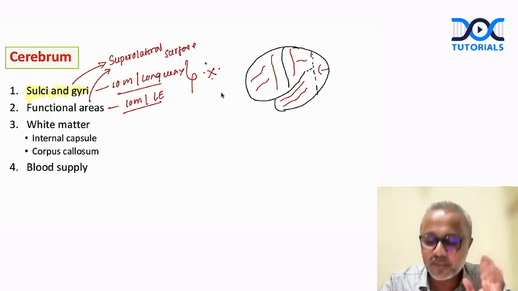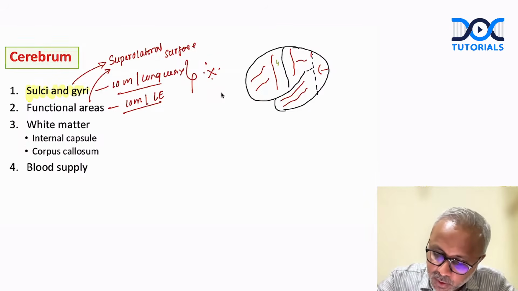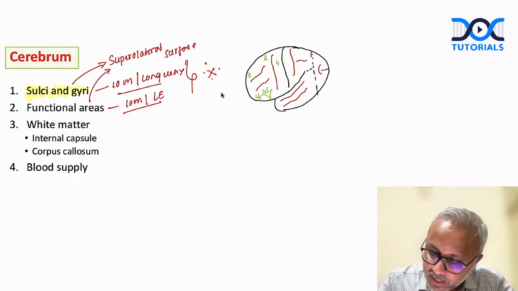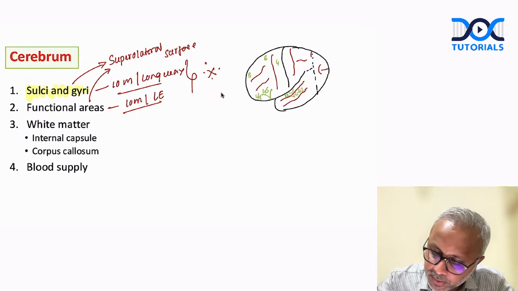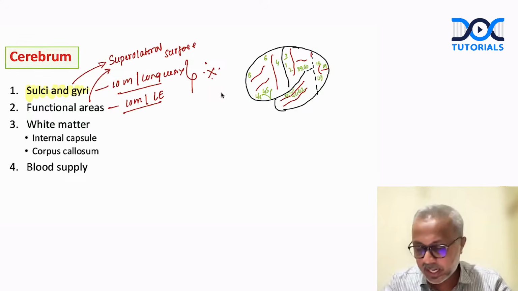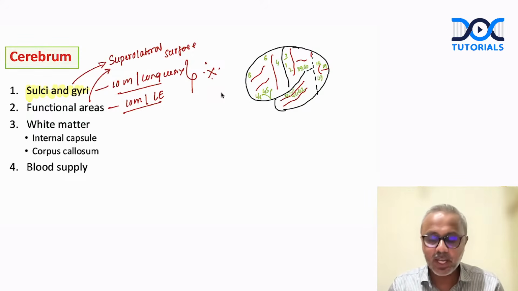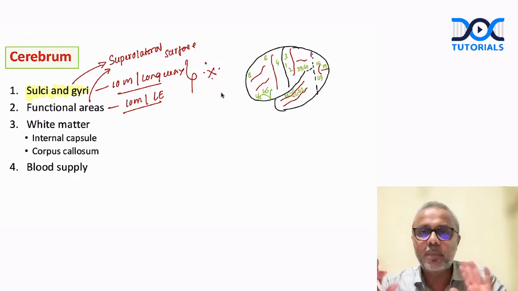Then within this, the functional areas. For example, area number 4, 6. Here, let's say area number 8. Then here, area number 44, 45, the Broca speech area. Here we have area number 22, auditory association area. Then 41, 42, 39, 40, 3, 1, 2, 17, 18, 19, right? So this should be at your fingertip, okay? And you need not waste a lot of time drawing this, okay? A simple line diagram like this should be enough.